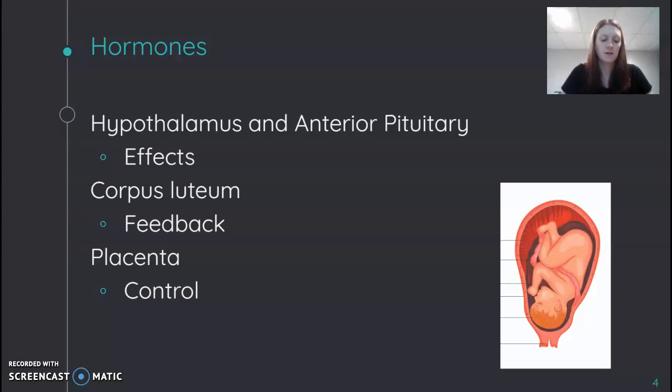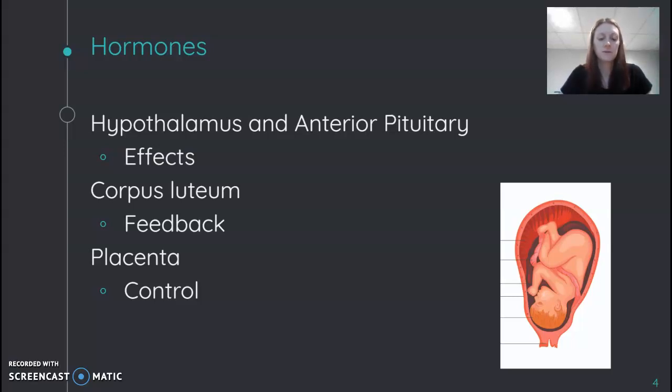Hormones involved are initially controlled by the hypothalamus and anterior pituitary. The hypothalamus will secrete gonadotropin-releasing hormone, which travels to the anterior pituitary and stimulates secretion of luteinizing hormone and follicle-stimulating hormone. Initially, these hormones will stimulate the maturation of tertiary follicles and the production of steroid hormones. Secondly, the corpus luteum is involved.